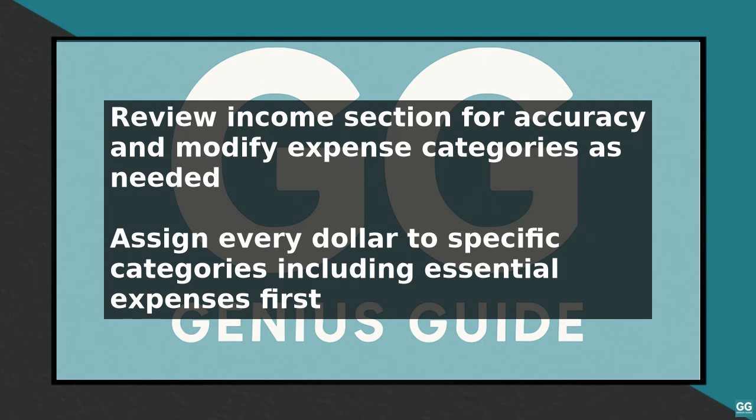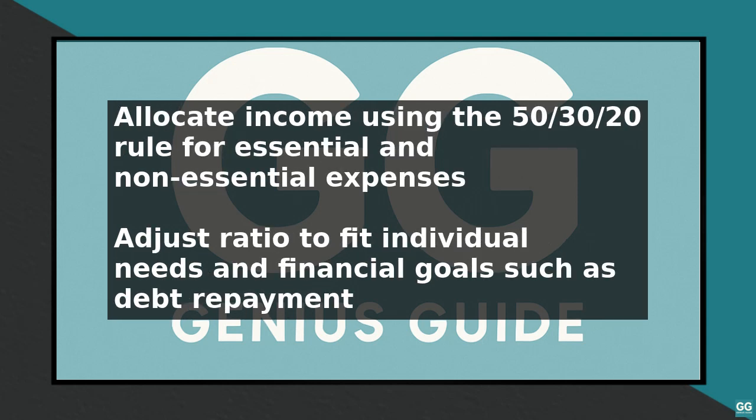A key concept to keep in mind is the 50-30-20 rule, which allocates 50% of your income towards essential expenses, 30% towards non-essential expenses, and 20% towards savings and debt repayment. You can adjust this ratio to fit your individual needs, but it provides a good starting point.